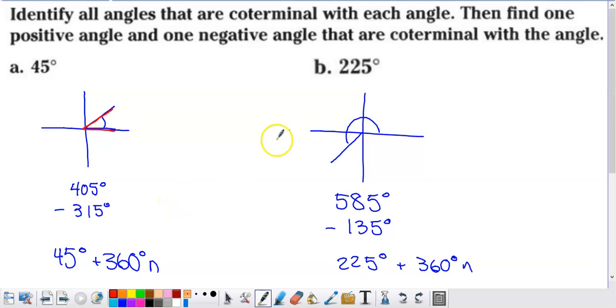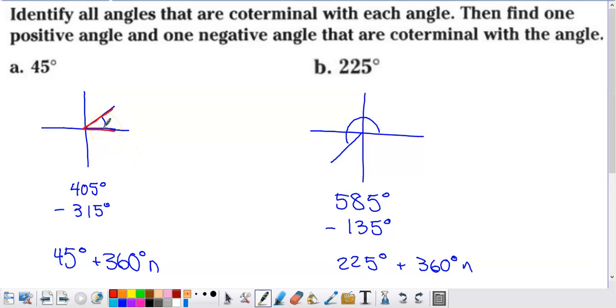What I personally would like to do in this situation is do the second task first and then think about that first task. Identify all angles that are coterminal with each angle. Let's do that second task first. Find one positive angle and one negative angle that are coterminal with this. So let's think about this.